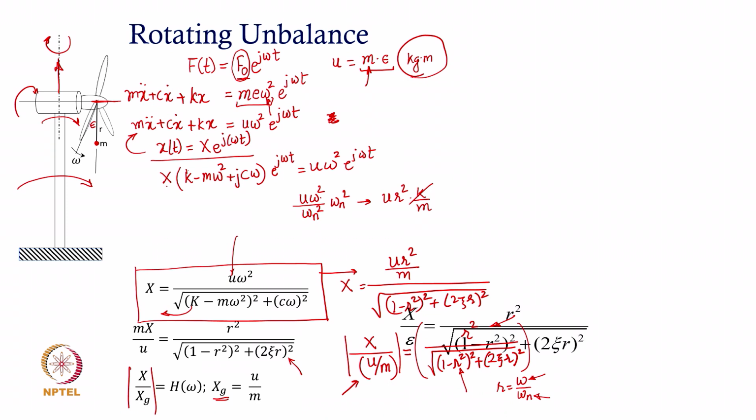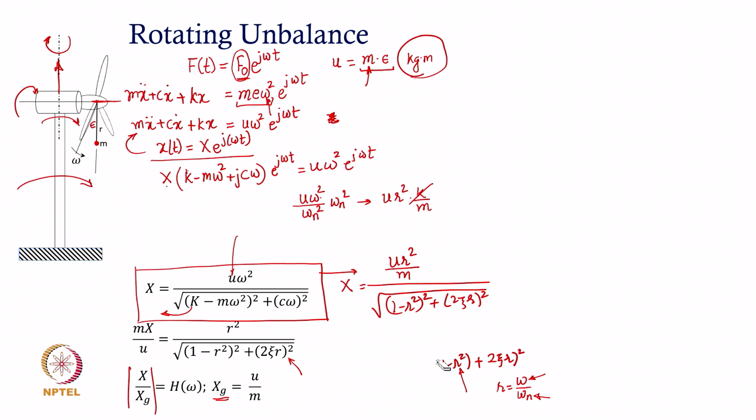Okay. So, this is one thing, and then let us also look at what alternate things that we can discuss here. X upon epsilon. So, now in this case u over m is also epsilon actually. So, this u over m x g is actually the unbalanced eccentricity provided.